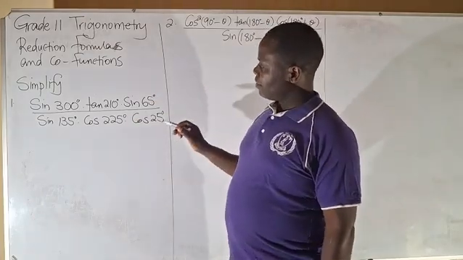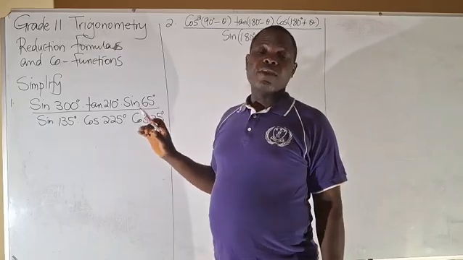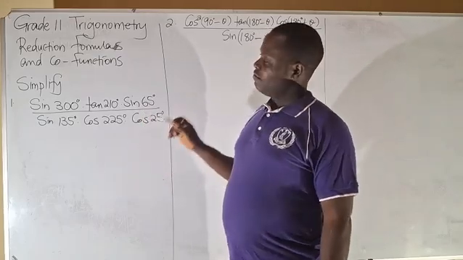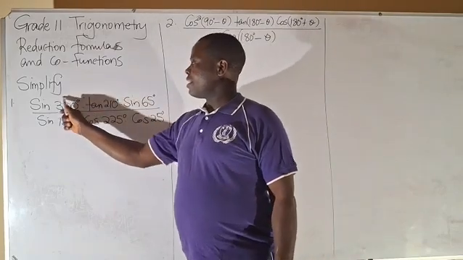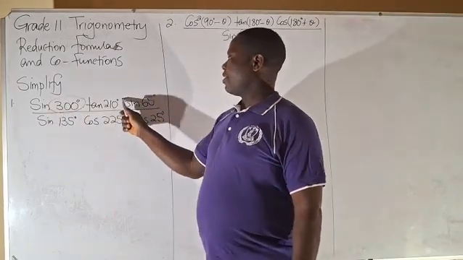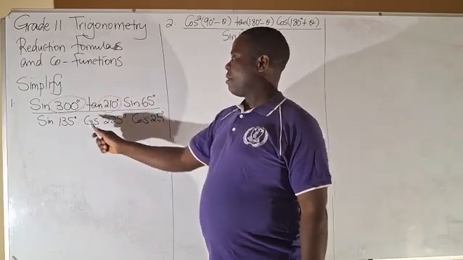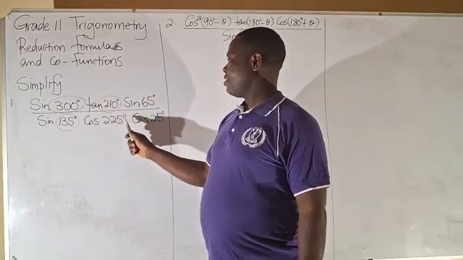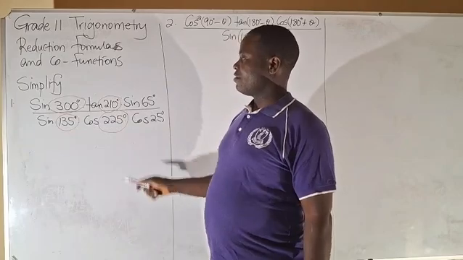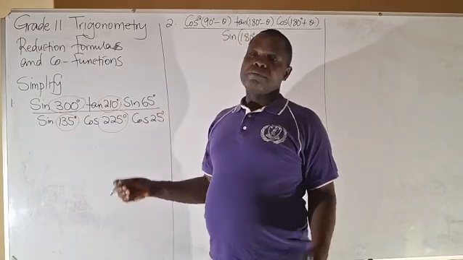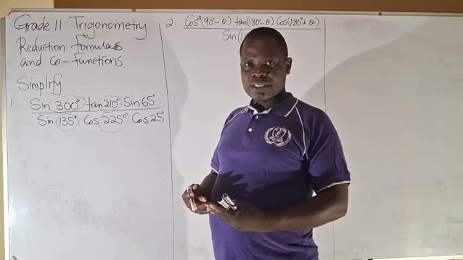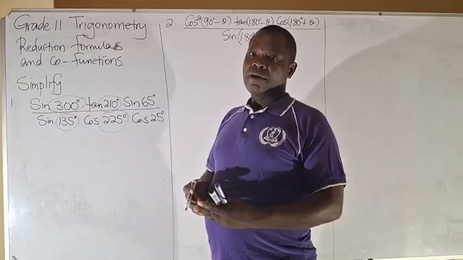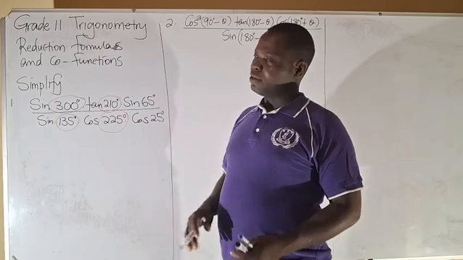You start by looking for angles that are more than 90 degrees. If an angle is more than 90 degrees, so I'm looking at this 300, the 210, the 135, the 225, those angles must be reduced. Reduce all angles to acute angles.